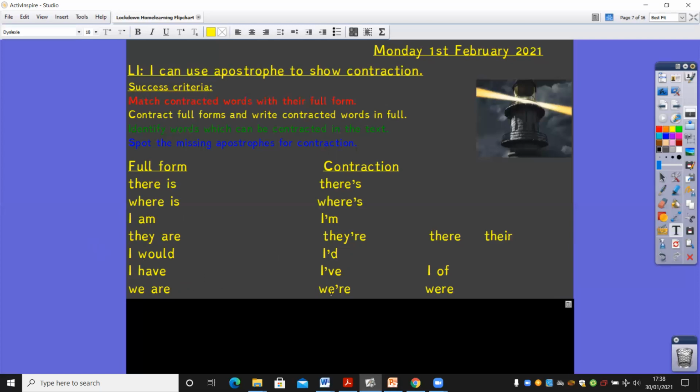If we create a contraction, we are becomes we're. And how many letters have we missed out? That's right, one, just the letter A. Let's have a look at this: were.